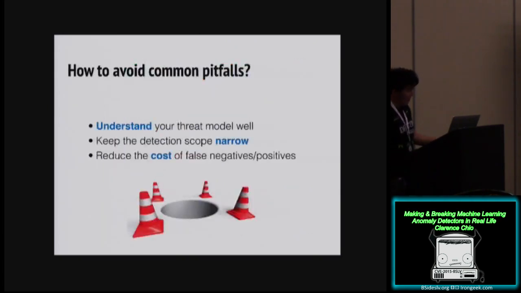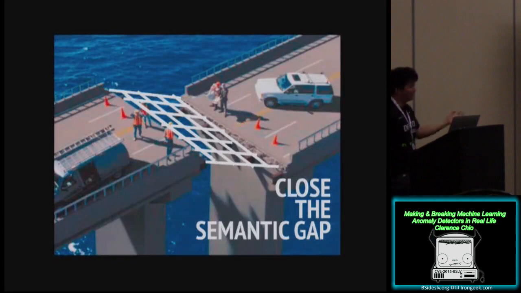So how do you avoid common pitfalls in using machine learning in anomaly detection? These are things that I'm proposing. I think that you have to understand your threat model well. Using machine learning on a statistical data set makes a lot of sense, but using the results of this model without any contextual filtering makes no sense, because machine learning doesn't know context, and you have to at least have a second layer or multiple layers of contextual filtering before you can use the results in a meaningful way. You have to keep the detection scope narrow, because it's not a be-all and end-all solution. You have to reduce the cost of false negatives and positives, however. And also, you have to close the semantic gap. This is a funny picture that I think actually happened when the two ends of the bridge didn't meet.